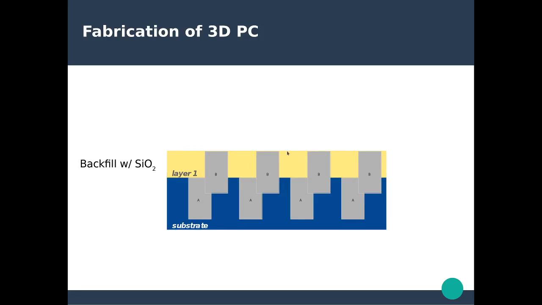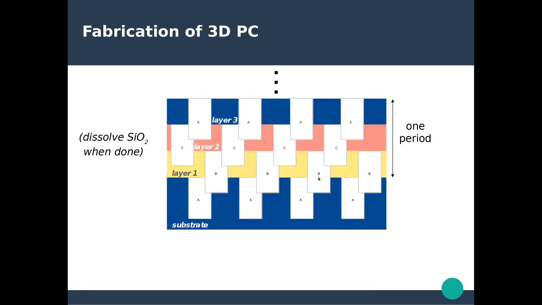We repolish the surface again before adding another layer of silicon and drilling new holes that are also offset and overlapping as well. We can continue all the way up, alternating layers of silicon, drilling holes, backfilling them with silica, polishing, and so on and so forth. And once we reach the number of periods we want, we can just dissolve the silica in all the holes at once, and we're left with empty holes inside the silicon matrix.